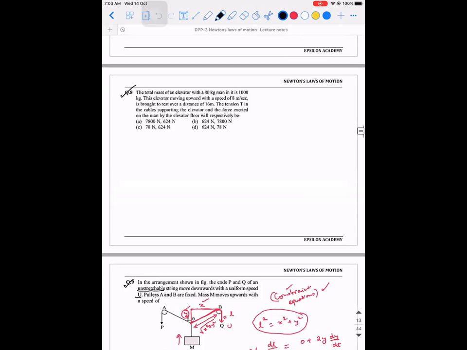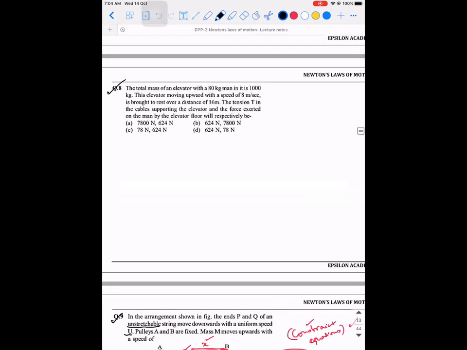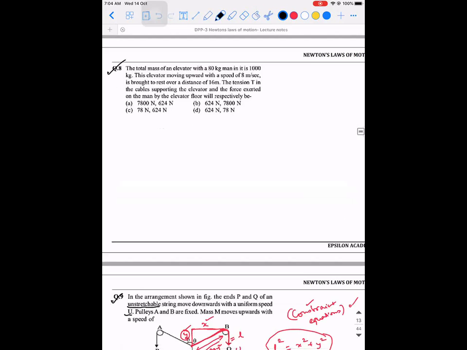See, the total mass of an elevator with an 80 kilogram man in it is 1000 kilogram. This elevator is moving upward with a speed of 8 meter per second and is brought to rest over a distance of 16 meter. Okay. The question is, the tension T in the cable supporting the elevator and the force exerted by the man on the elevator floor will respectively be.